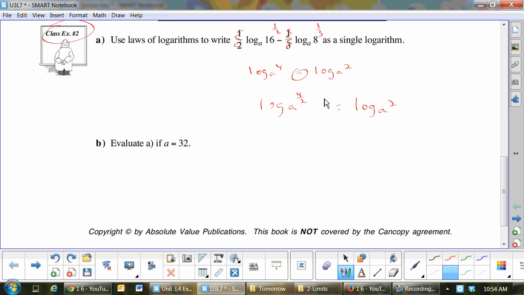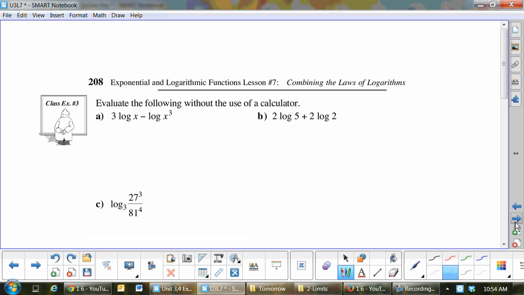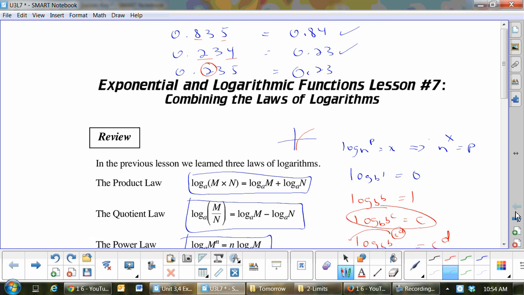And if I had to put 32, log a is 32 in there, I think we could do that pretty easily. Okay? So that would be it written as one final log. Okay? Let's go to the next page. We still need to write that down.